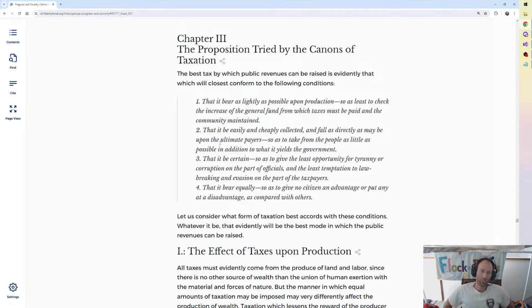George writes, the best tax by which public revenues can be raised is evidently that which will closest conform to the following conditions. 1. That it bear as lightly as possible upon production so as least to check the increase of the general fund from which taxes must be paid and the community maintained. 2. That it be easily and cheaply collected and fall as directly as may be upon the ultimate payers, so as to take from the people as little as possible in addition to what it yields the government. 3. That it be certain, so as to give the least opportunity for tyranny or corruption on the part of officials, and the least temptation to law breaking and evasion on the part of the taxpayers. 4. That it bear equally, so as to give no citizen an advantage or put at a disadvantage as compared with others.